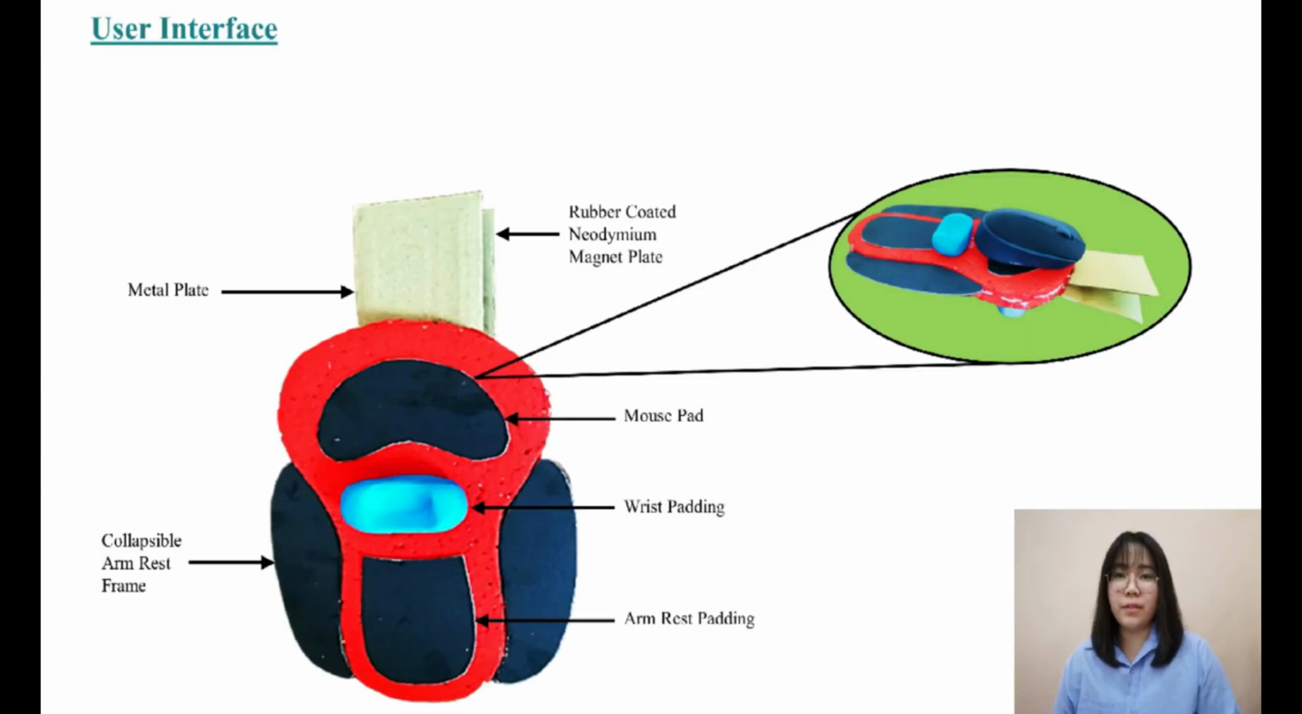The user interface of the armrest is easily understandable, which comprises the metal plate and rubber-coated neodymium magnet plate, which function as the magnetic clamp, collapsible armrest frame for the armrest size extension, mouse pad which serves as a surface for placing and moving a computer mouse, wrist padding as a cushion to absorb the pressure of the wrist, and the armrest padding as a cushion for the arm to lay onto.